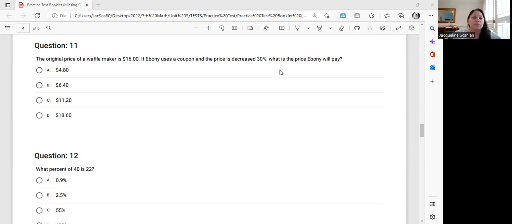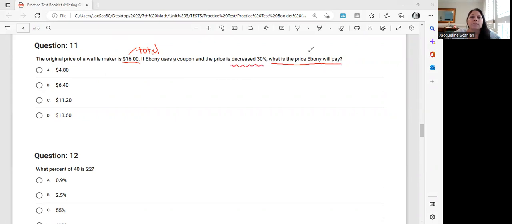I'm going to read it a second time, pull out the important information. It says the original price of a waffle maker is $16. That's its total amount. If Ebony uses a coupon and the price is decreased by 30%, what is the price Ebony will pay?